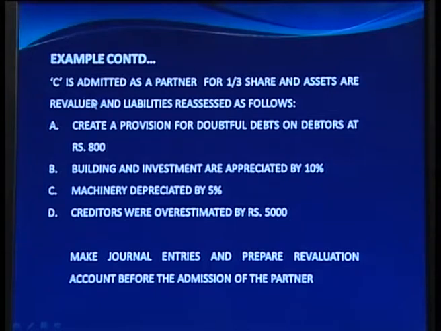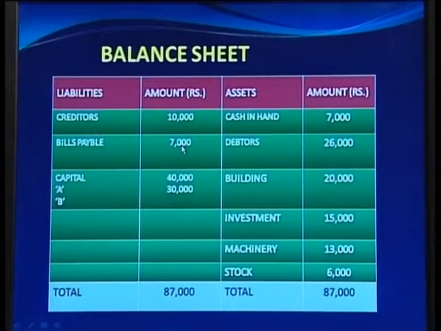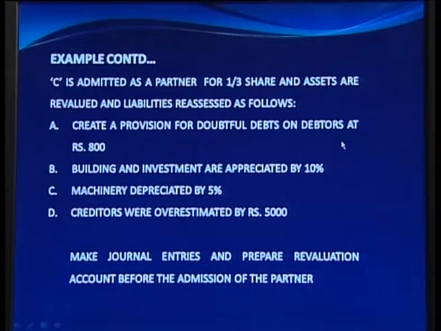And assets are revalued and liabilities are reassessed as follows. First adjustment is to create a provision for doubtful debts on debtors at rupees 800. If we go back to our balance sheet, we can see that debtors are 26,000 and we have to do the adjustments in these assets and reduce the assets by 800.